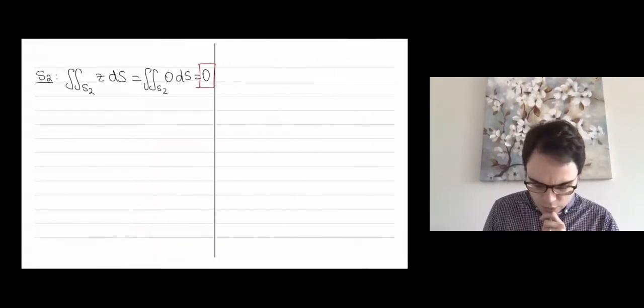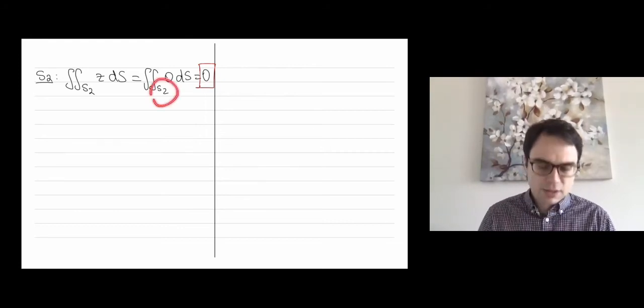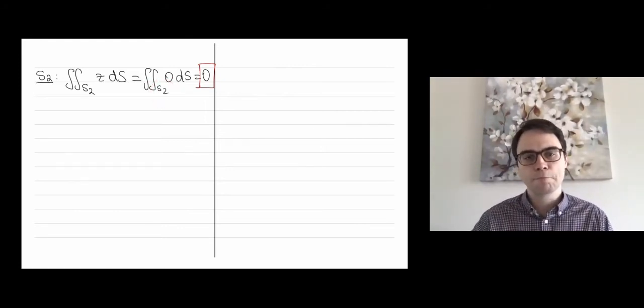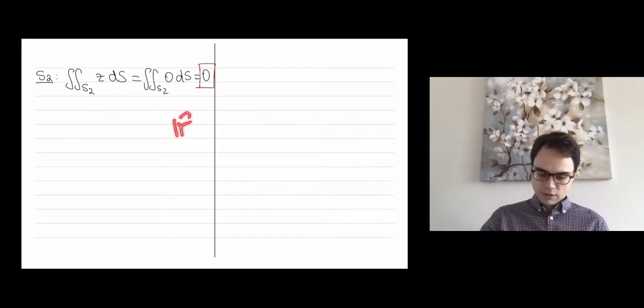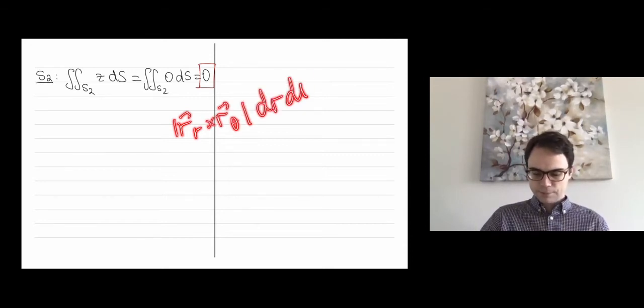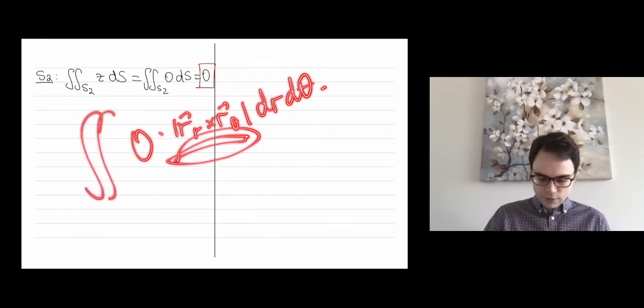Let me just say that if I wanted to parameterize this disk, because it's a disk, I would use r and theta, polar coordinates, and say that x is r cosine theta, y is r sine theta, z is 0 on this disk. And then I would have to compute the length of the cross product times dr d theta. That's not going to matter because it's going to be multiplied by 0 when you do the integral.